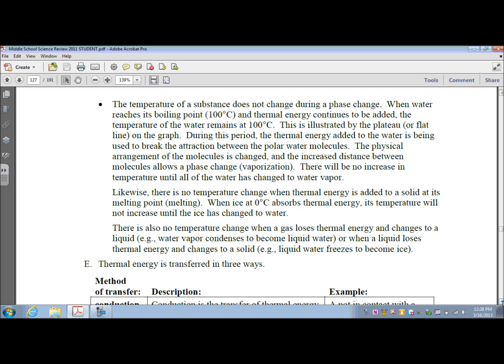Likewise, there is no temperature change when thermal energy is added to a solid at its melting point. When ice at 0 degrees Celsius absorbs thermal energy, its temperature will not increase until the ice has changed to water. There is also no temperature change when a gas loses thermal energy and changes to a liquid, such as water vapor condensing to become liquid water, or when a liquid loses thermal energy and changes to a solid, such as when liquid water freezes to become ice.